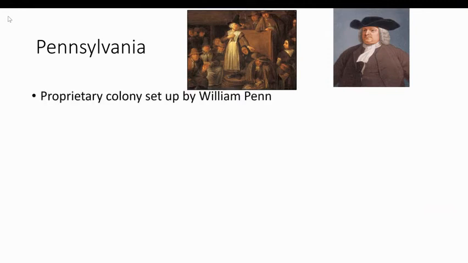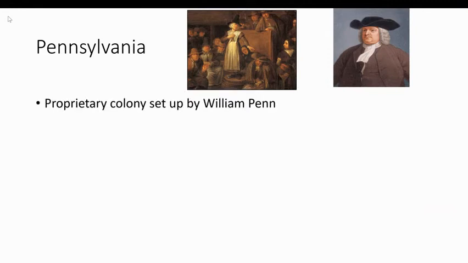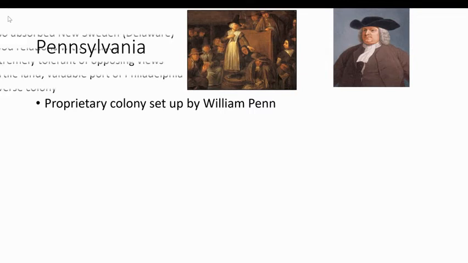Okay, so Pennsylvania was set up by a man named William Penn. And William Penn's father actually was the first one to get the huge tract of land in America from the king. Initially, during the English Civil War, William Penn's father supported Parliament, and Parliament rewarded him by giving him this huge tract of land.